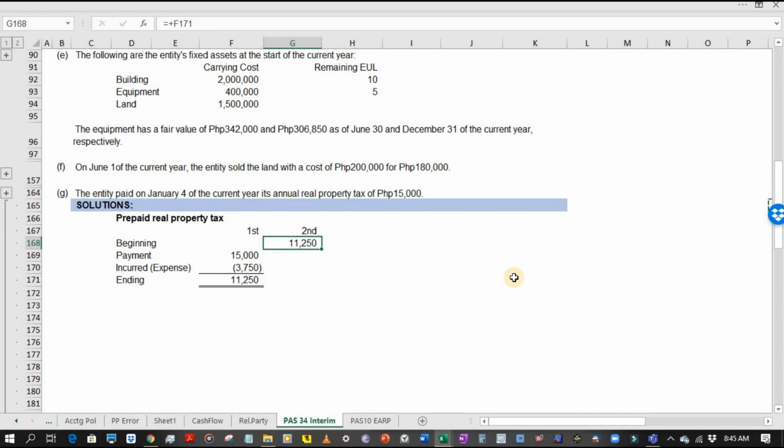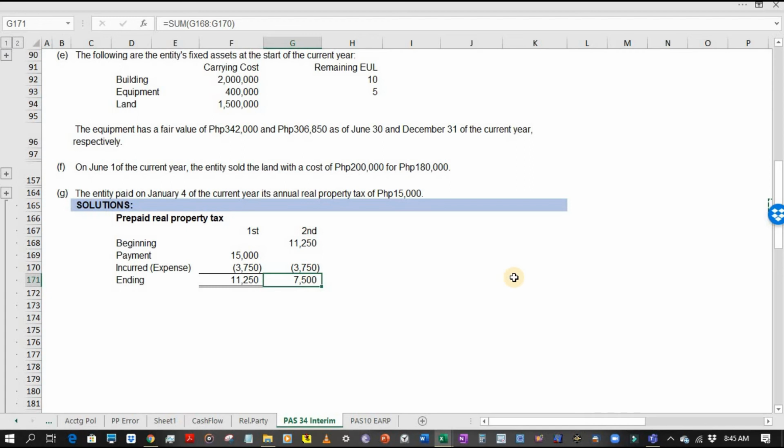So for the second quarter, of course, there are another 3 months that will expire, and that will equal 3,750. And the real property tax expense that will appear in the second quarter income statement, which is the non-cumulative income statement, is 3,750. And the ending balance of the prepaid real property tax that will appear in the statement of financial position as of June 30 of the current year is 7,500. So the 7,500 will be expired for the remaining half of the year.